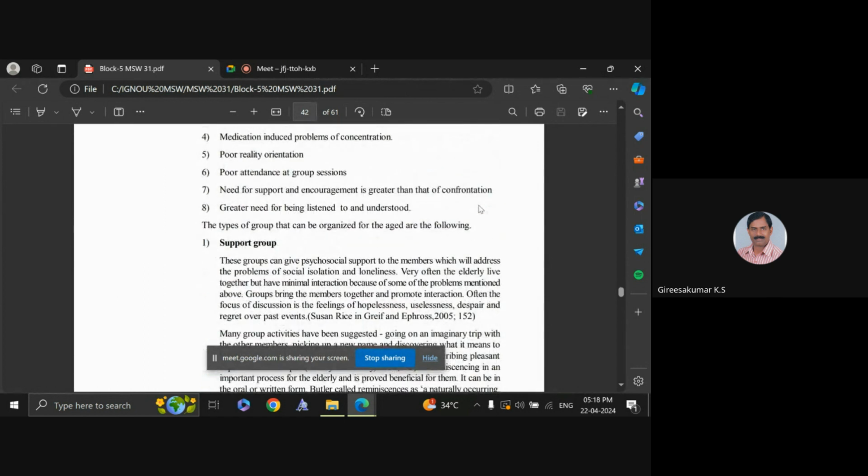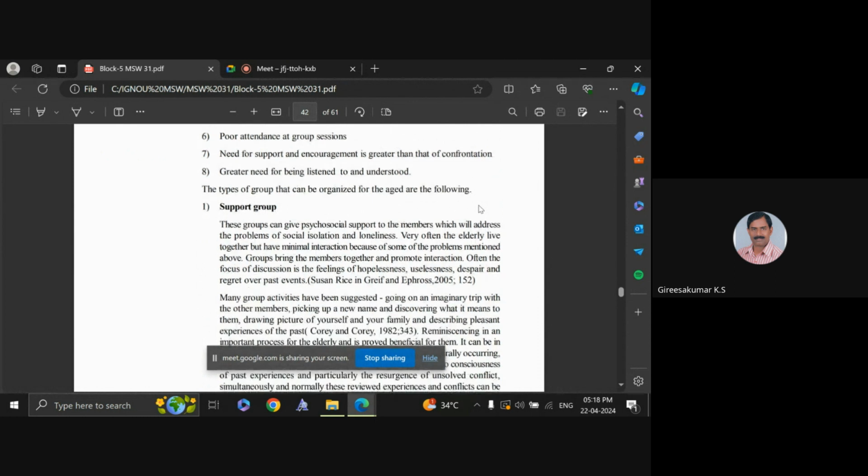Then support groups are there. Support groups are arranged by the workers. Some are voluntary, willing, that is what the word voluntary means. Voluntary groups are there in supporting the old people. The social work group of persons must have a link with them to help.